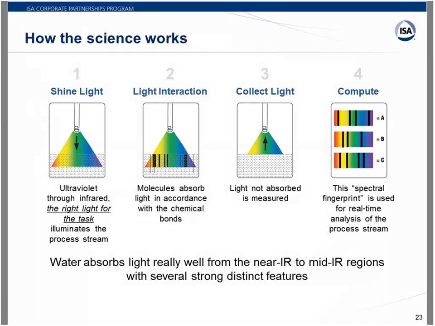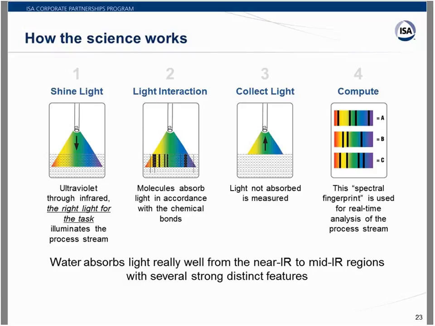Okay, so how the science works. Spectroscopy is the measurement of light for our purposes, and the first thing you have to do is shine the light onto your sample or through your sample, and you need to be able to pick whether you are going to use UV light or visible light or all the way through the infrared by figuring out what you're actually trying to measure. So you have to pick the right wavelength region for your task.